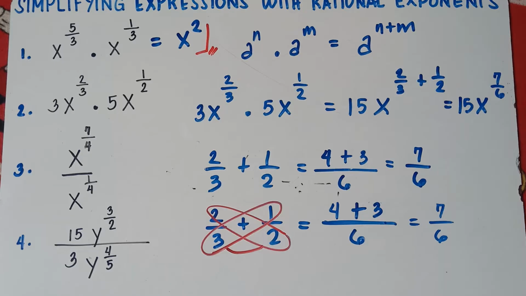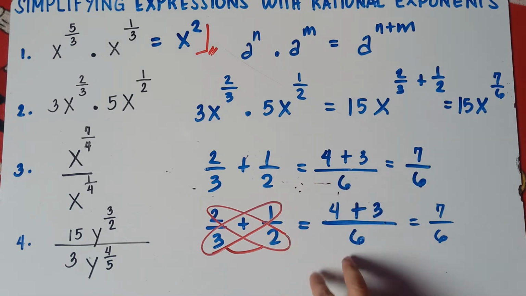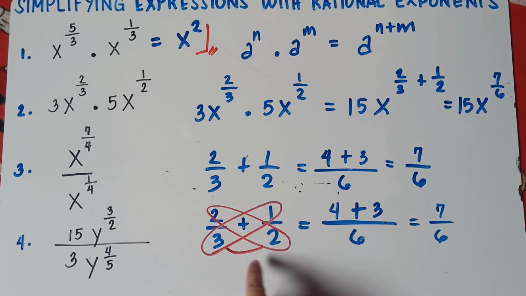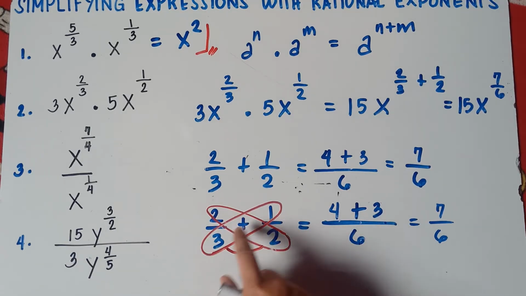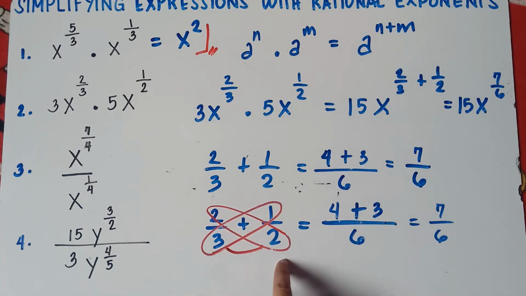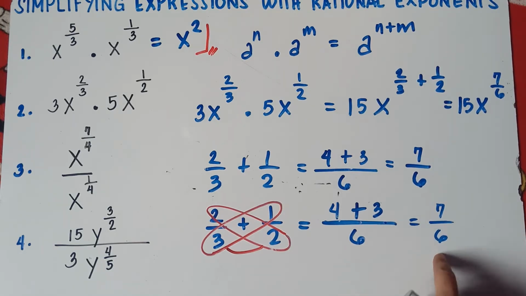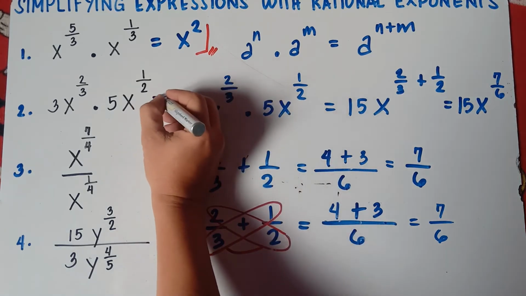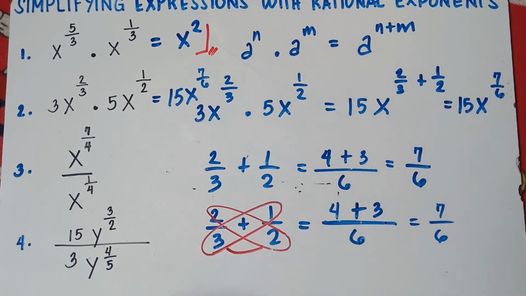Easy, right? So easy for the butterfly method. So it's up to you which do you prefer. You can use the LCD, okay, finding the LCD, or you can use the butterfly method. For me, class, it's better to use the butterfly method because you can just simply cross multiply, then you multiply on the bottom part. So 2 times 2, that is 4, plus 3 times 1, that is 3. Then multiply the bottom part for our denominator. 3 times 2, that is 6. Then you add 7, then copy 6. Same answer, 7 over 6. So our answer for number 2, that is 15x raised to the power of 7 over 6.